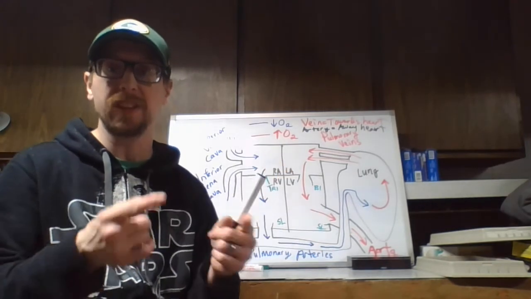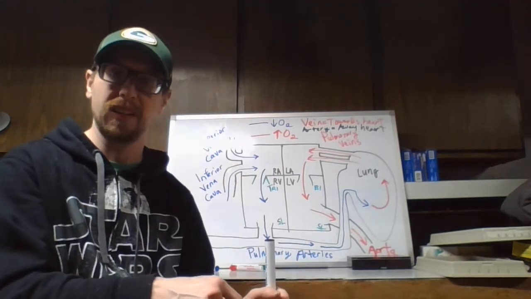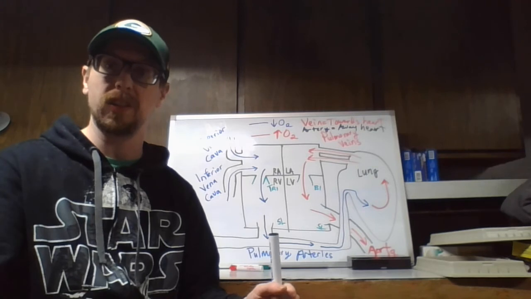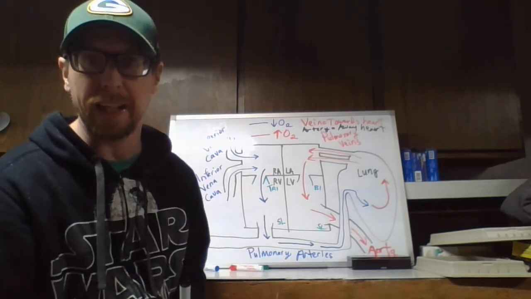When the blood enters the heart, it always enters into the atrium first. Then it drops down into the ventricle. And then it goes out to its destination and comes back through the atrium. So remember that as well.